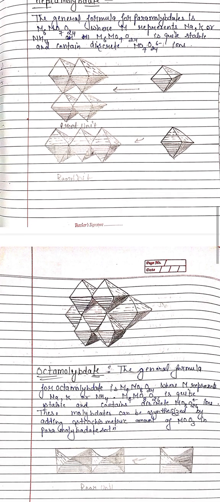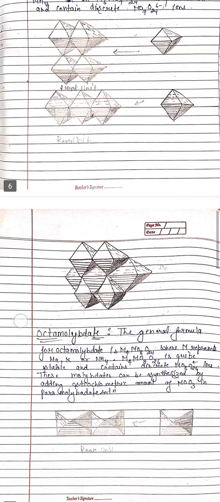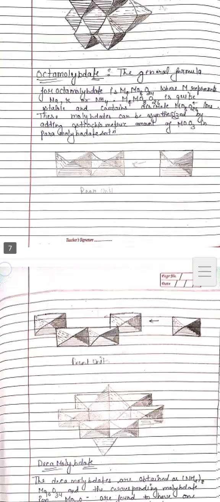Octamolybdate. The general formula for the octamolybdate is M4Mo8O26, where M represents Na, K or NH4. M4Mo8O26 is quite stable and contains distinct Mo8O26 4- ions. These molybdates can be synthesized by adding a stoichiometric amount of MoO3 to paramolybdate solution. The structure of octamolybdates.